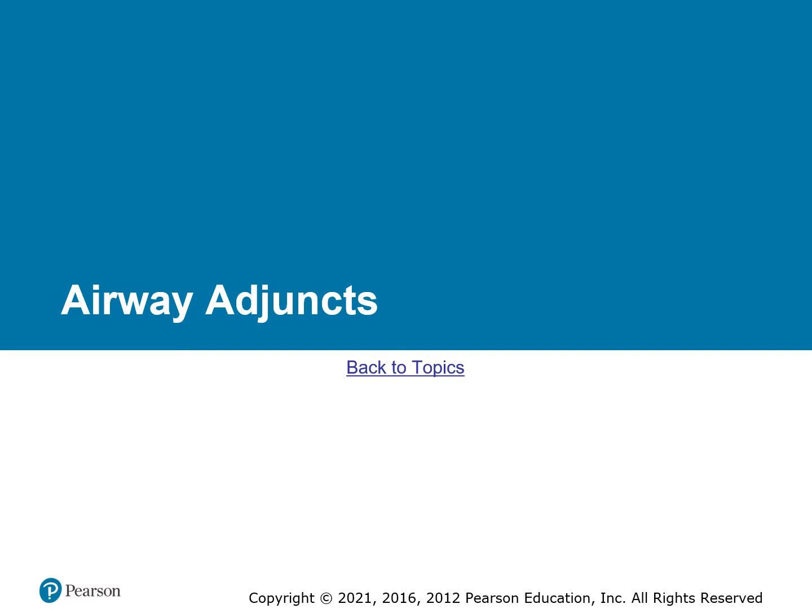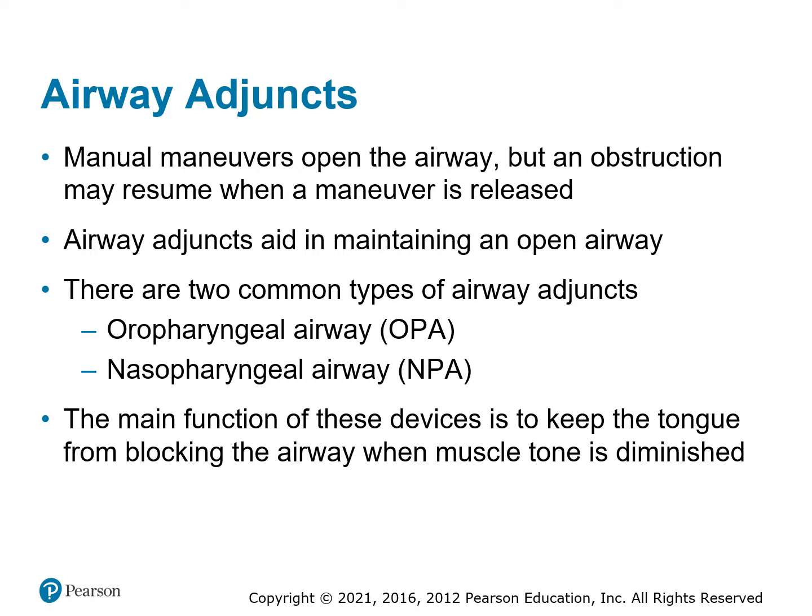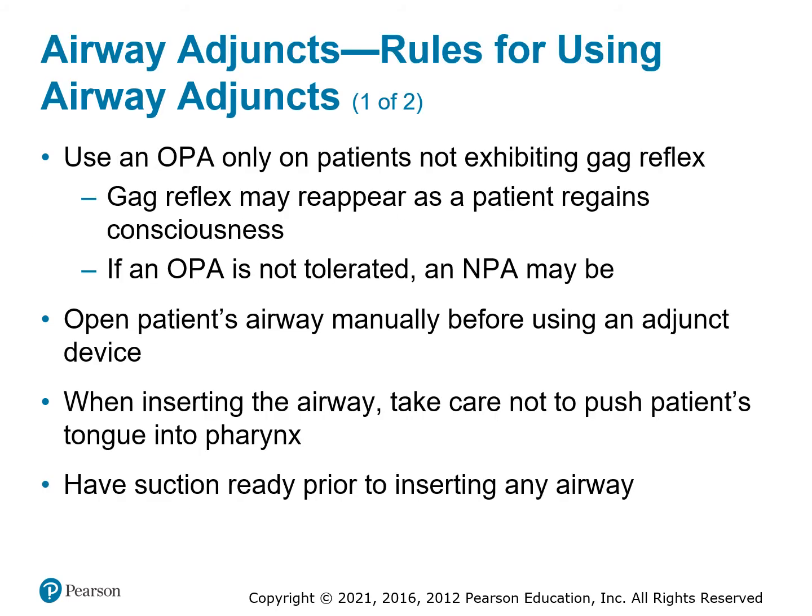All right, some airway adjuncts. Once we get it open, we've done a manual process. Now we've got some options to hold it open. So we have our airway adjuncts. We have the OPAs, the oral pharyngeal airways, and the nasal pharyngeal airways. Both of these help keep the tongue off the back of the throat to maintain that open airway.